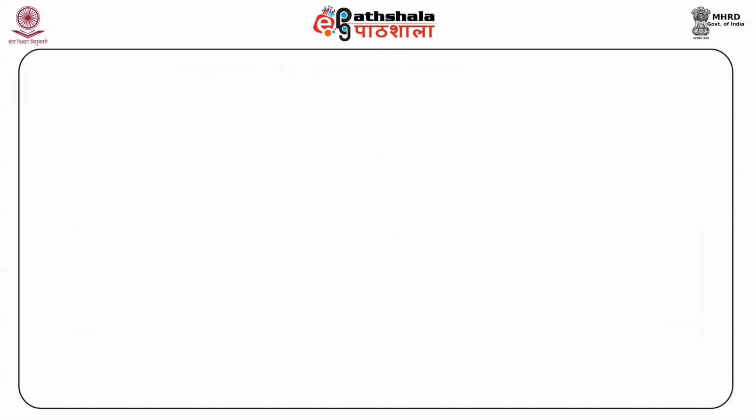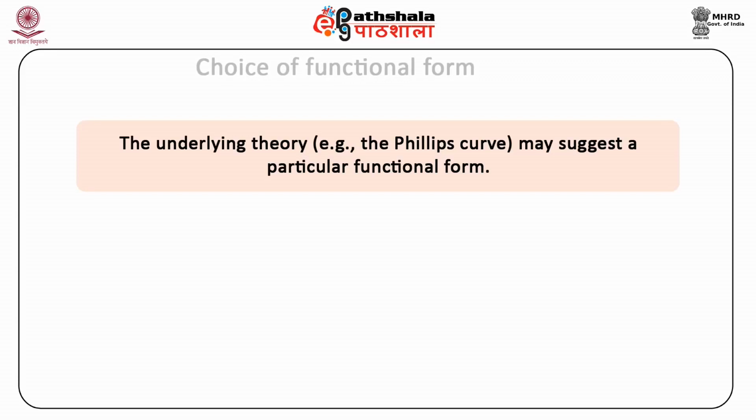Choice of functional forms. The choice of a particular functional form may be comparatively easy in the two-variable case because we can plot the variables and get some rough idea about the appropriate model. The choice becomes much harder when we consider the multiple regression model involving more than one regressor. Some guidelines are offered. First, the underlying theory. For example, the Phillips curve may suggest a particular functional form.